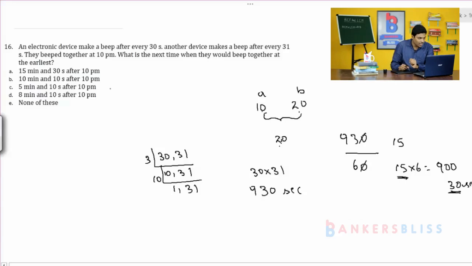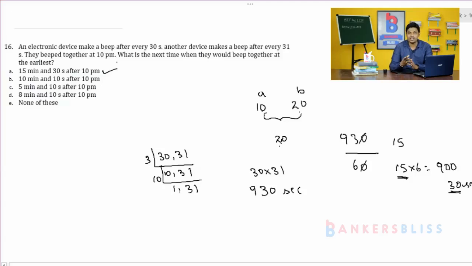So after 15 minutes and 30 seconds after 10 p.m., it is going to beep again. Therefore option A is the right answer. So here it is very simple. You have to take the LCM for 30 and 31 and you calculate the LCM.